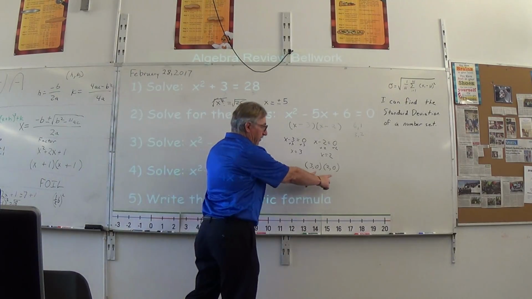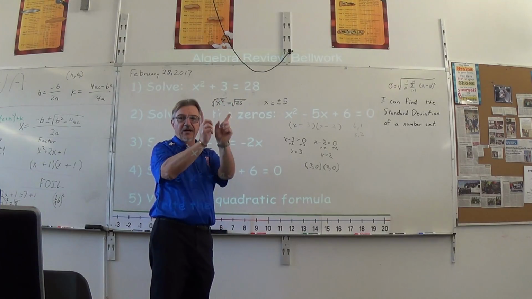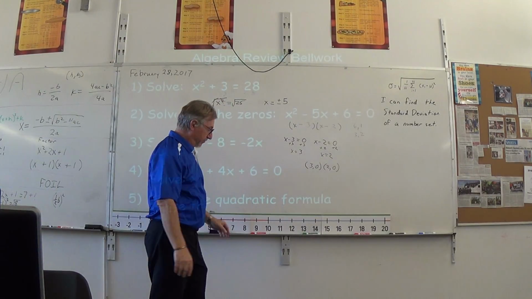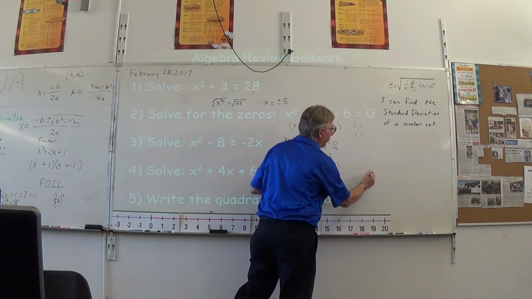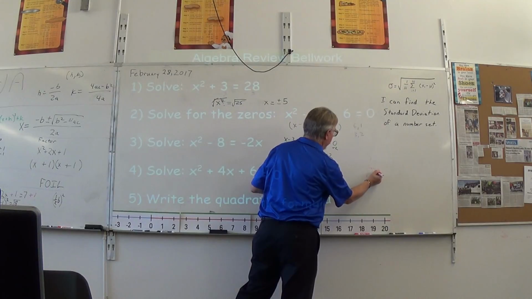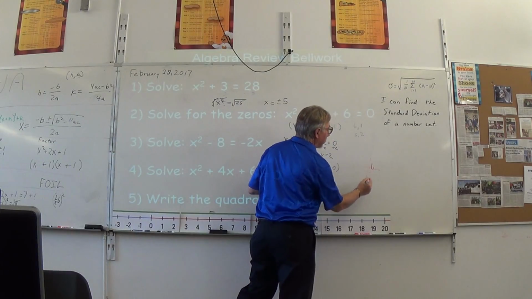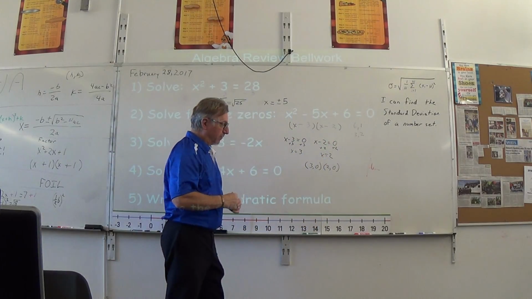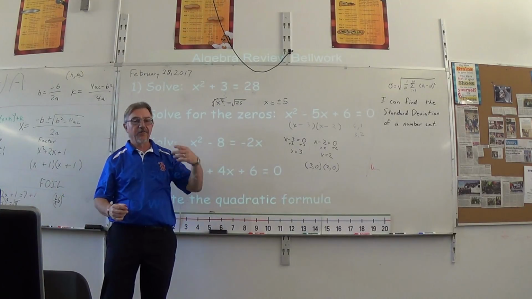This tells me where that U is going to cross my x-axis. Okay, so it's going to cross at 2, 0, and 3, 0.